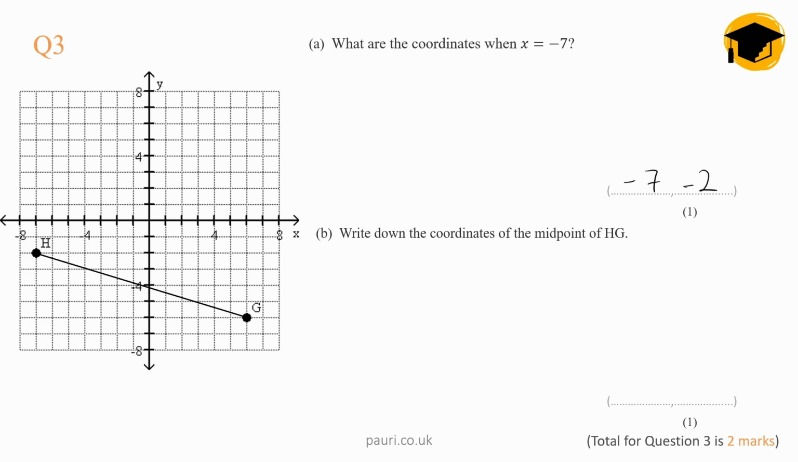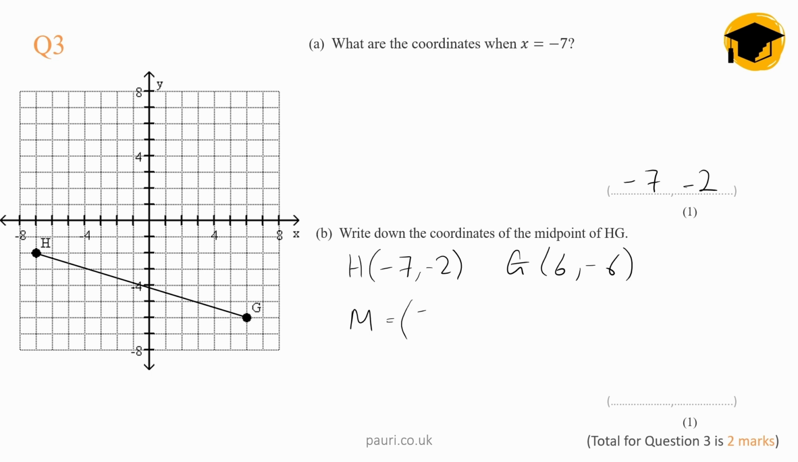Write down the coordinates of the midpoint of H and G, same as before. H: down the corridor -7, up the stairs -2. G: down the corridor 6, up the stairs -6. Write down your formula in full.